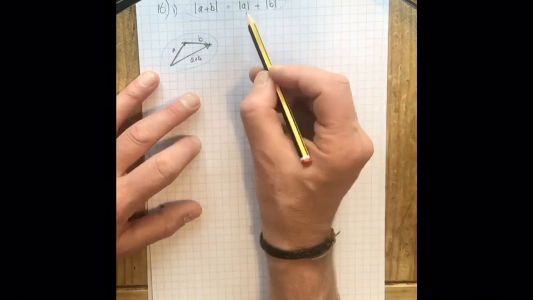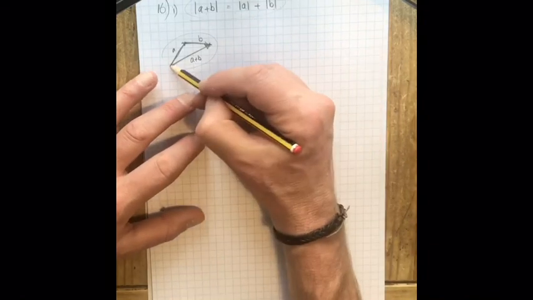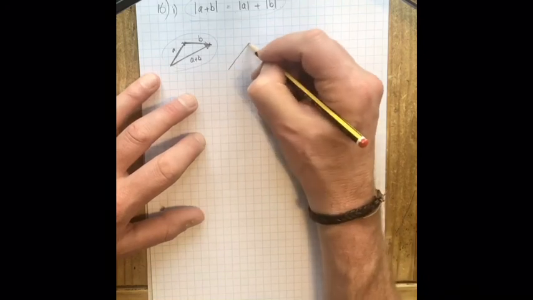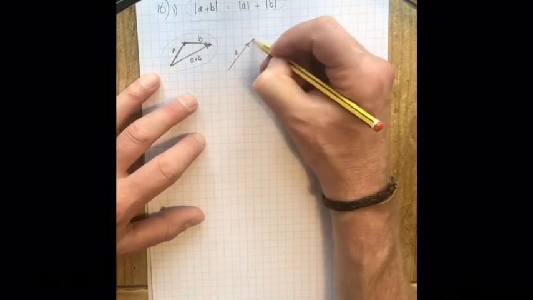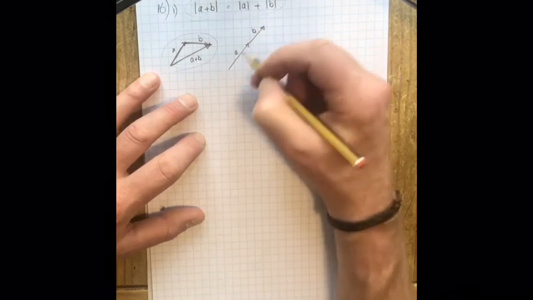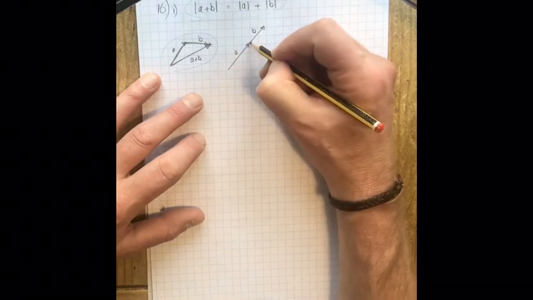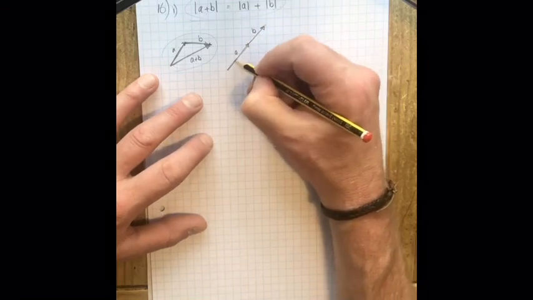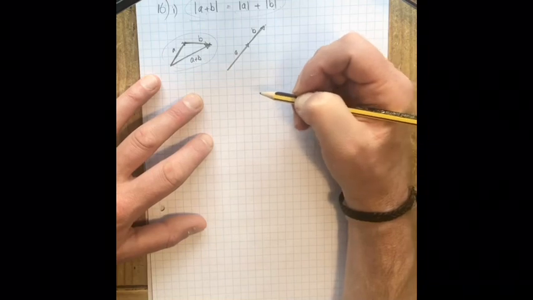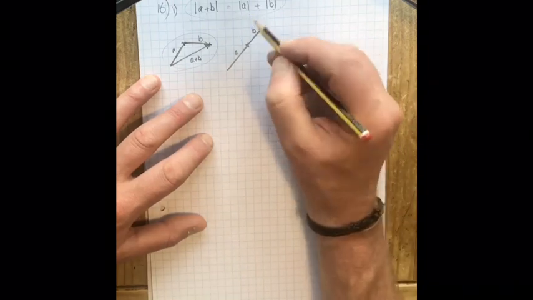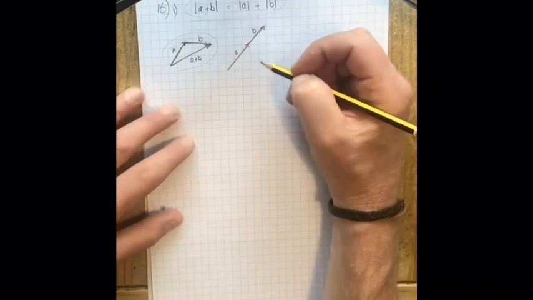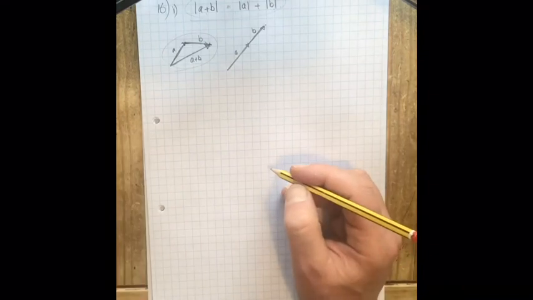You might be able to see that the only way to get this to be true is if A and B follow on from each other. So if A was like that and B was like that, then the length of A plus the length of B is the same as the length of A plus B. So your answer is, for that to be true, that A and B have to be pointing in the same direction.